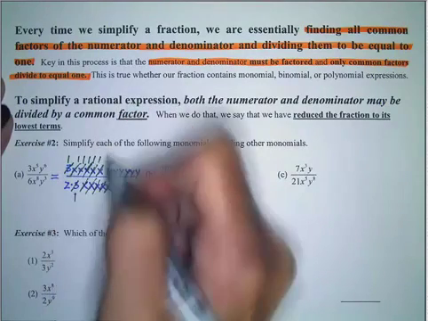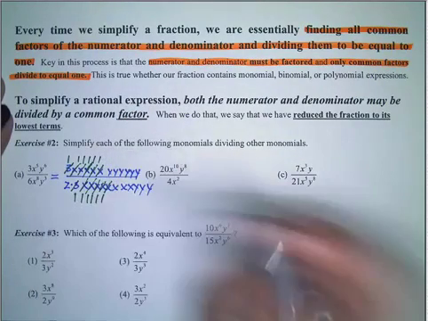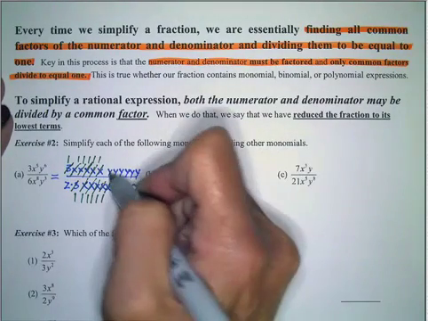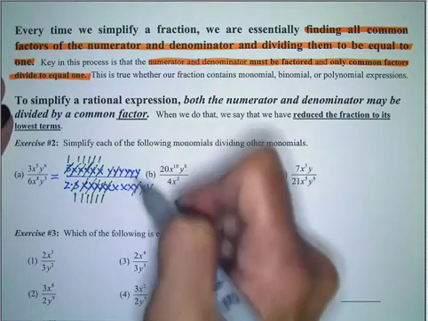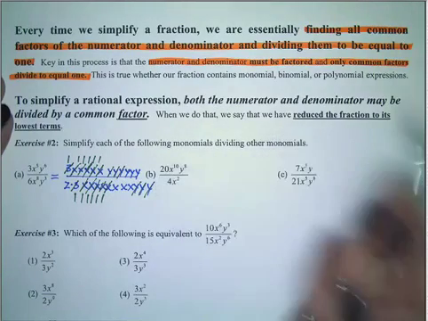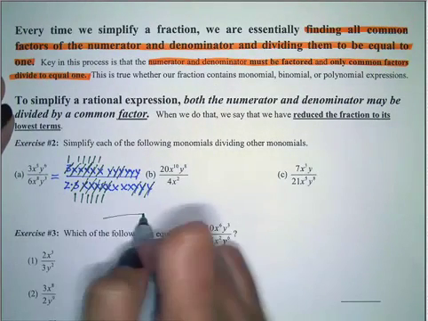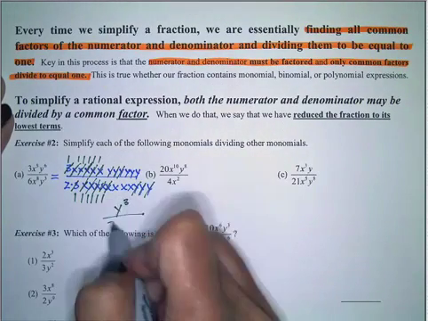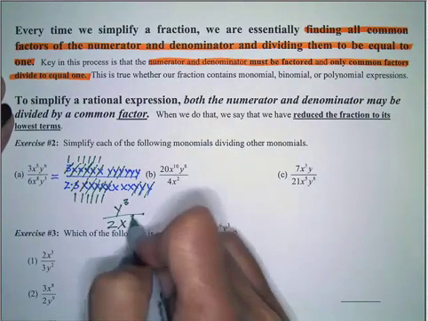See how it gets kind of crowded? So that's why we don't write those 1s. And 3 of the y's. So what's left on top? Just 3 y's. So y to the 3rd. What's left on the bottom? 2 and x to the 3rd.